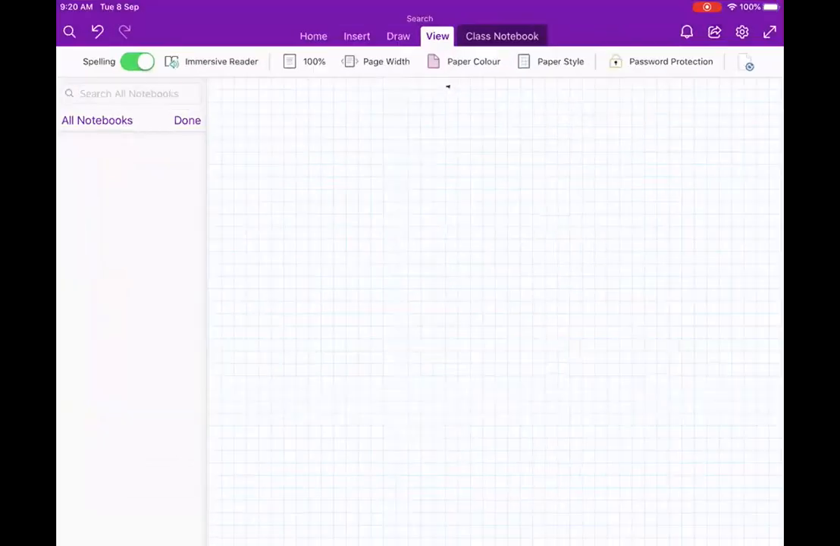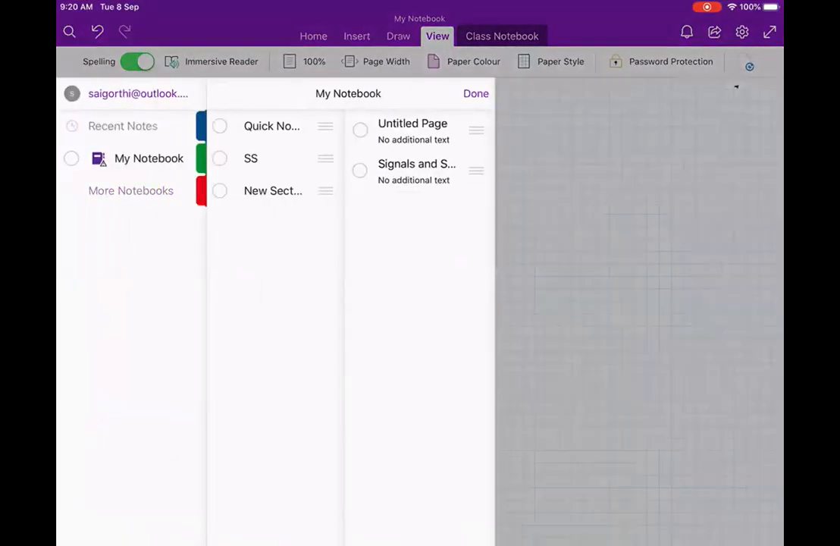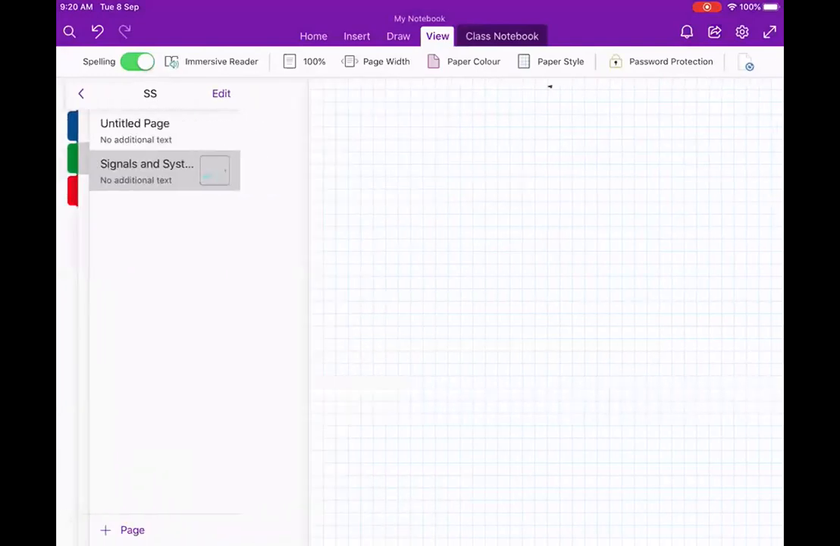Are you able to see the notes now? Yes, sir. Yes, sir. You're able to see, right? Okay.